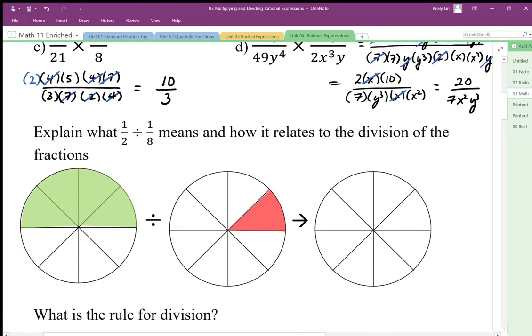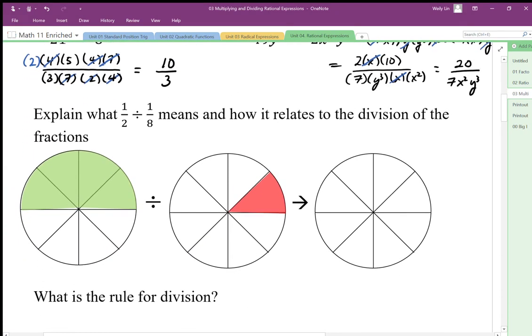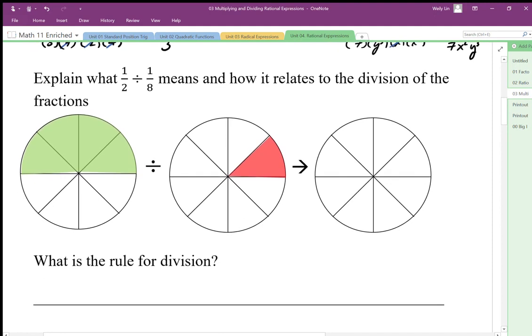So, what about division? If I have 1/2 divided by 1/8, what does it really mean? What it means is that we're trying to see how many 1/8 fractions fit into 1/2. So, how many 1/8 fractions fit into 1/2? Well, it's going to be 4 whole parts.